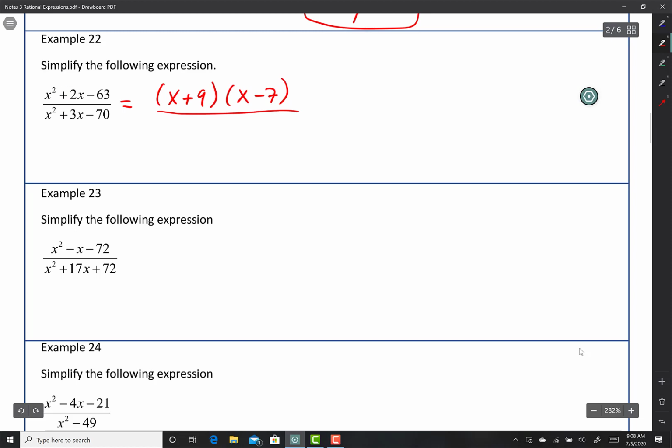Same thing in the bottom. Two numbers that when I multiply give me a negative 70 to be exact, and I want the difference to be 3. So that means 10 and 7? 10 times 7 is 70, and the difference between 10 and 7 is 3. So I'm going to write x plus 10 and x minus 7. All right, so there it is. Why did I make the 10 positive? Because I need the denominator to add up to a positive 3x.